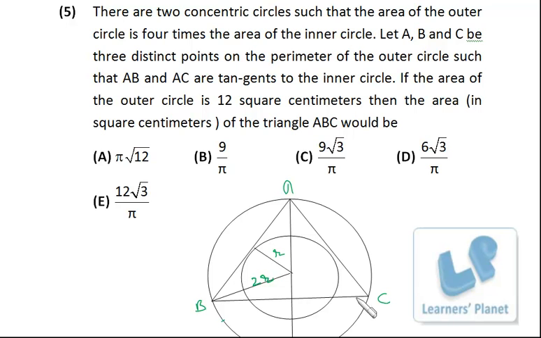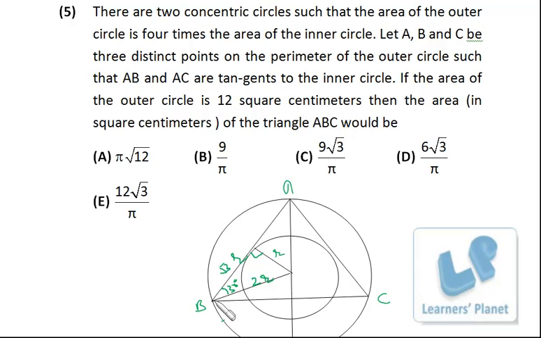Now AB and AC are tangents to this inner circle. I'm not bothered about BC. Maybe it is a tangent, maybe it is not, but I'm not bothered about it. Now this is R, this is 2R. So this length must be, according to Pythagoras theorem, root 3R. And this angle must be 30 degrees, right?